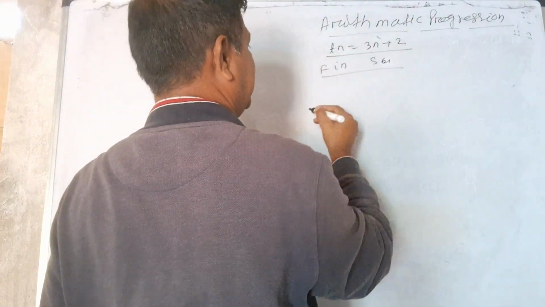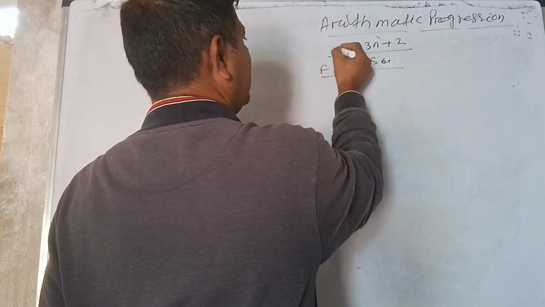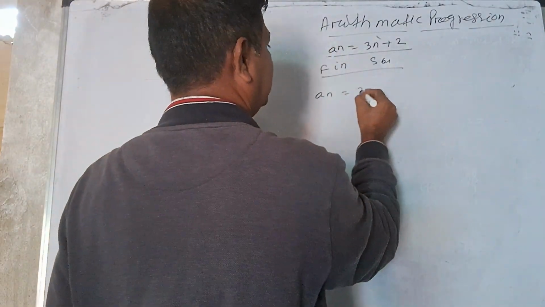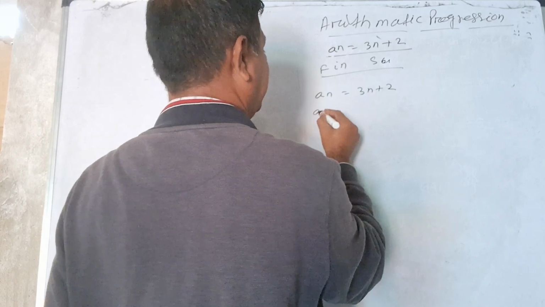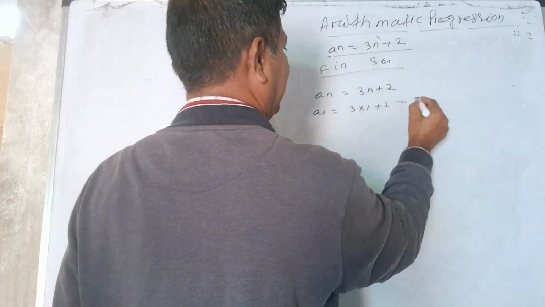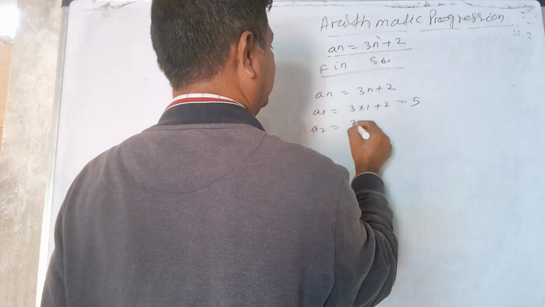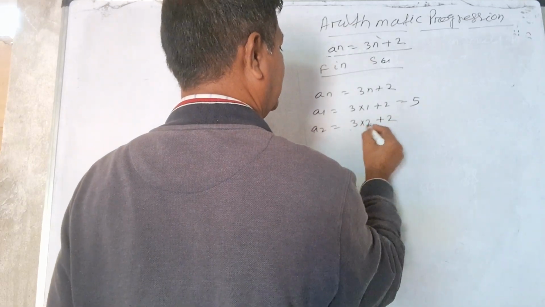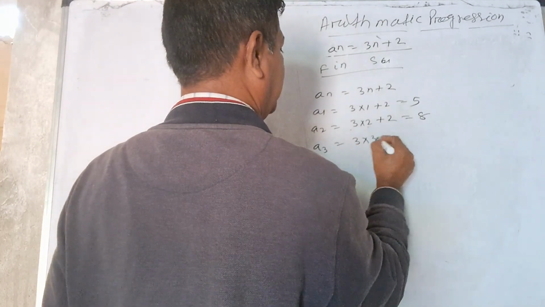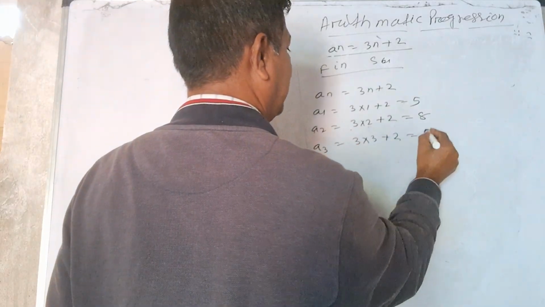Tn is given, which means An. Term number n means An. An equal to 3n plus 2. Find A1, the first term: 3 into 1 plus 2, 5. A2: 3 into 2 plus 2, 3 into 2 is 6, plus 2, 8. A3: 3 into 3 plus 2, 3 into 3 is 9, plus 2, 11.